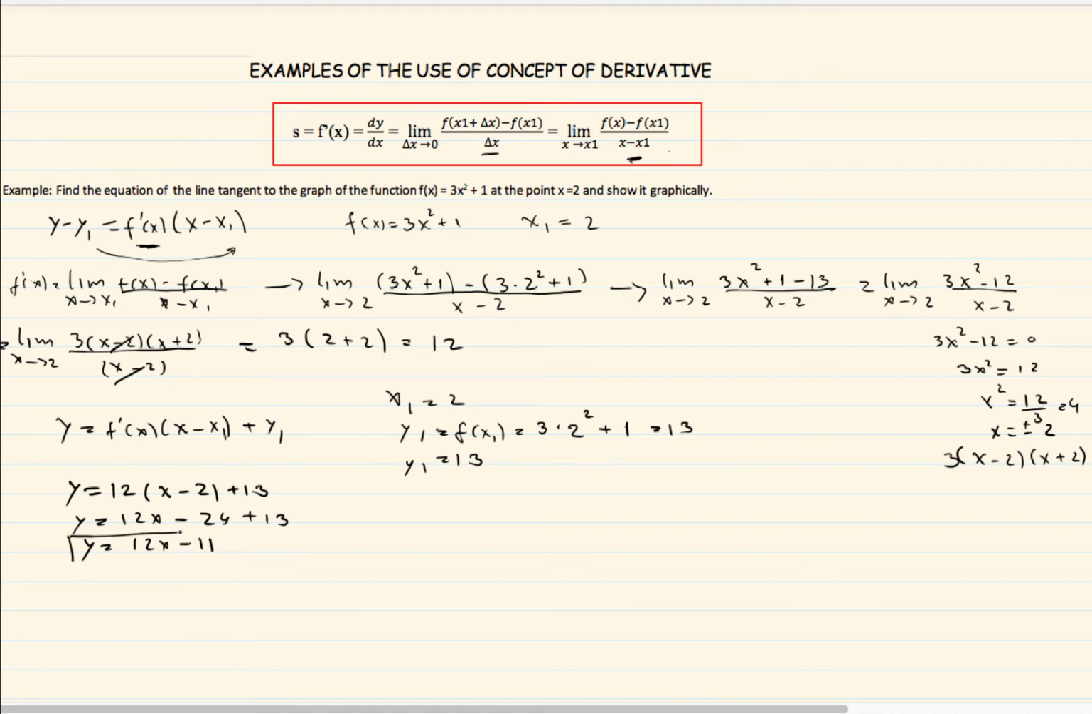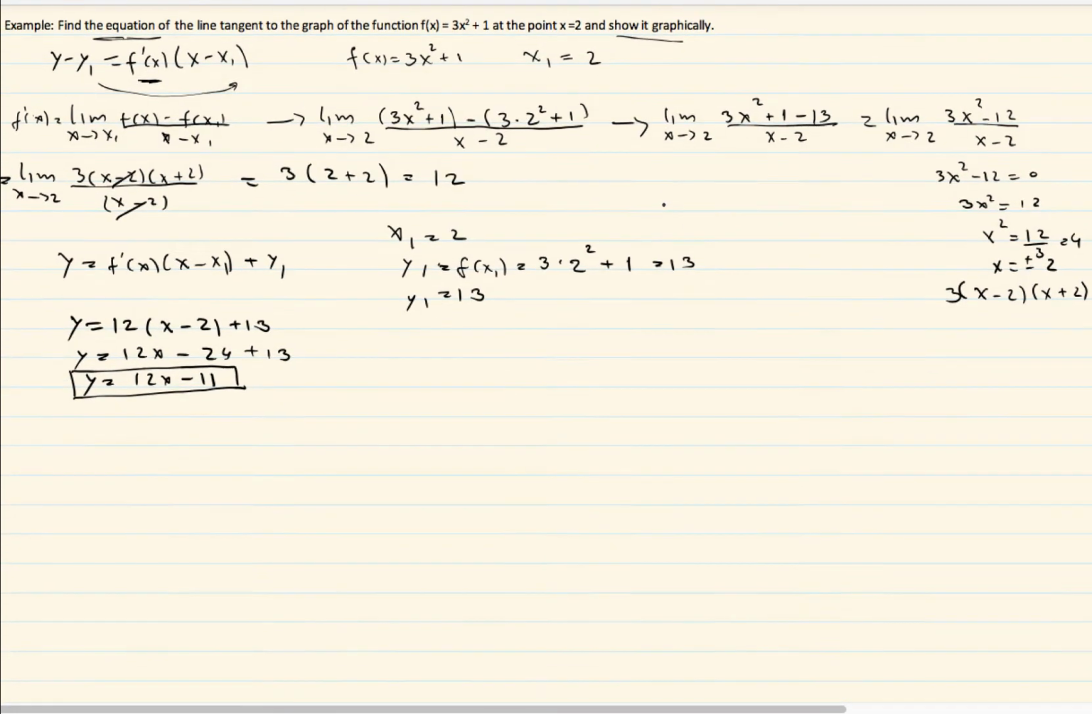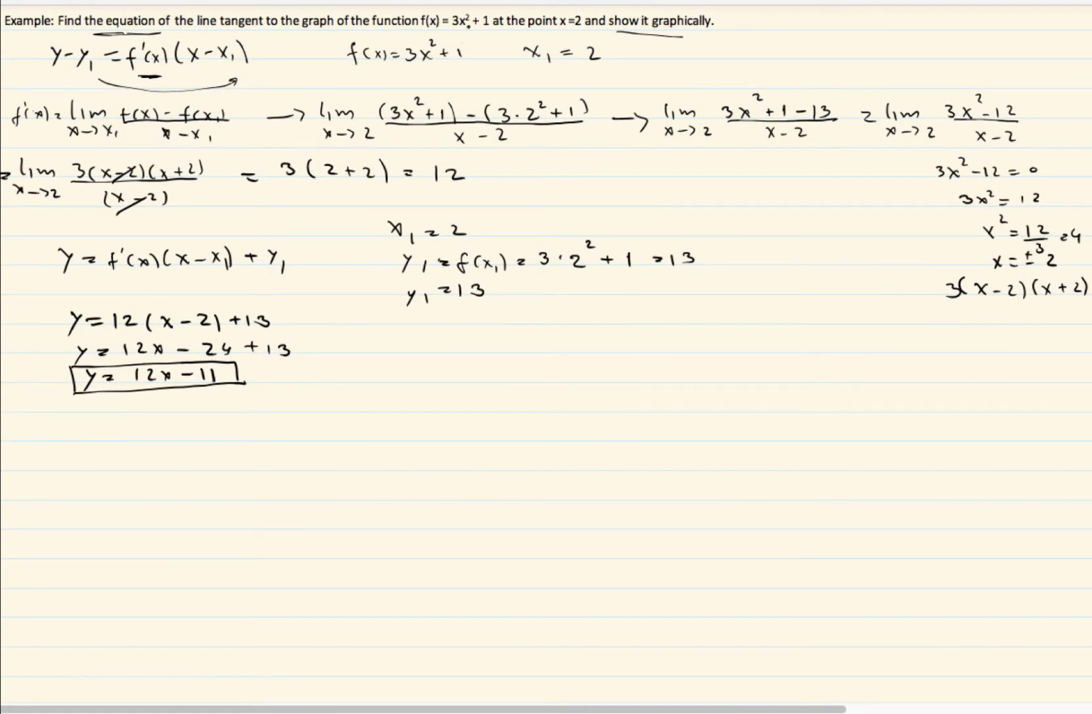This is the required function, or the required equation. This is the required equation that the example asks. But the example also asks to show it graphically, so we have to draw a graph of this function, while we have in the same plot the graph of the tangent, which will be a line.